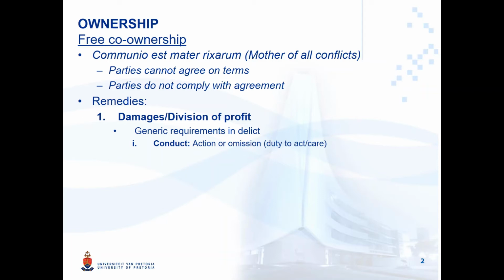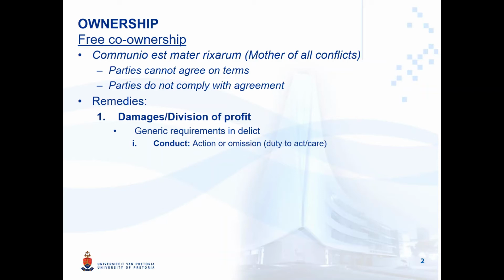In the context of co-ownership and unreasonable use, the conduct that the plaintiff co-owners would have to show is that the other co-owner used the property. So there was conduct on his part, he used the property.